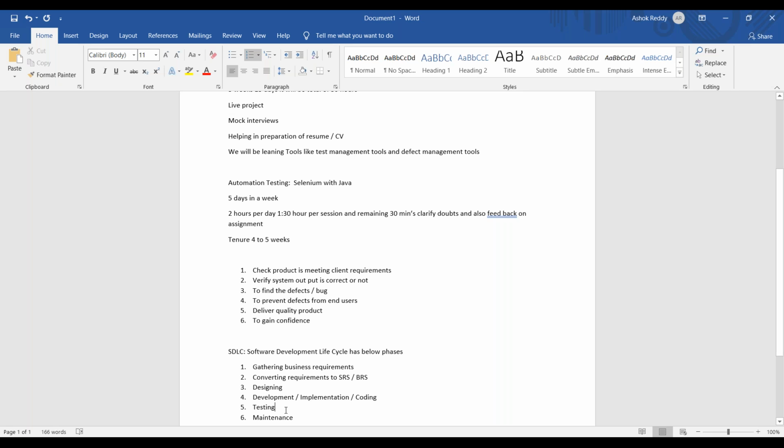And then finally it goes for testing, where our role, basically tester role, starts with the testing of the system to make sure whatever the requirements that are given in phase 2, which is called as SRS or BRS, are they working as expected. That's what we are trying to do under testing phase.